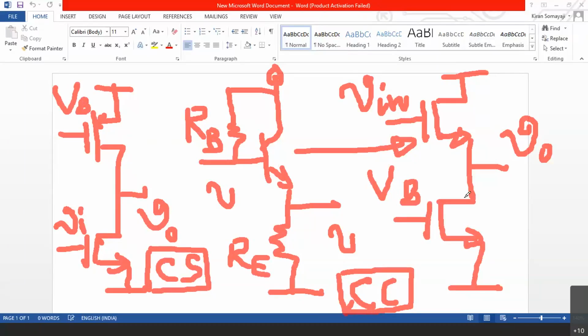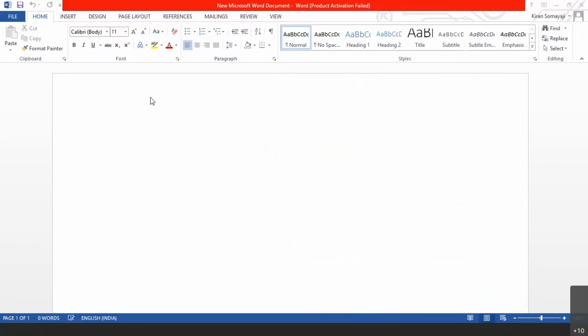Now we are using NMOS here because NMOS passes good 0, PMOS passes good 1. If at all we write PMOS, it is possible to implement resistor using PMOS also. But if at all we write PMOS, how do we write PMOS? Let me clear all this, or let me clear it completely. Now let me write it again.